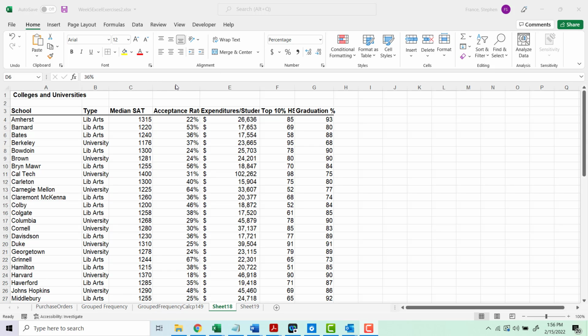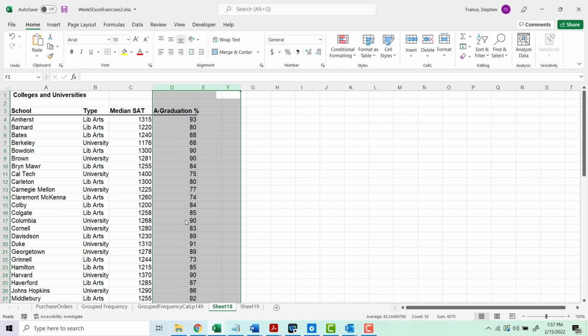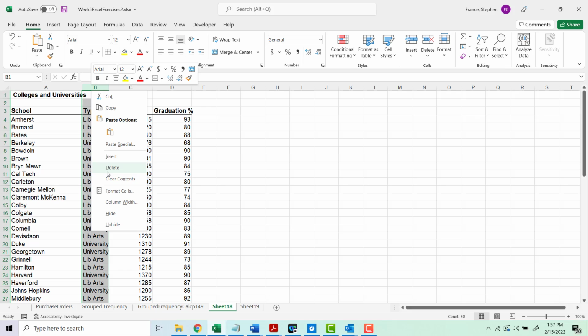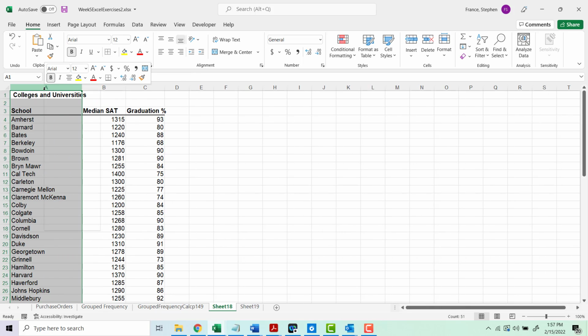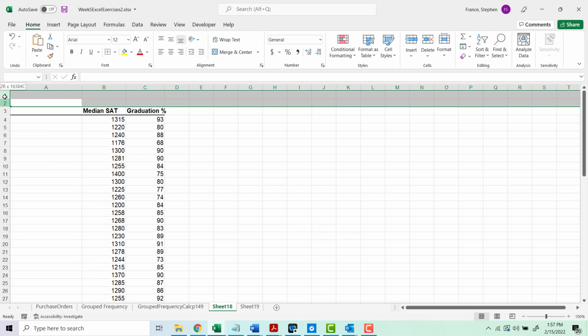So we're looking at the correlations between the SAT score and the graduation rate. Let's just delete anything that's not a SAT score or a graduation rate. And let's just clear this first column. Now, let me just remove that.